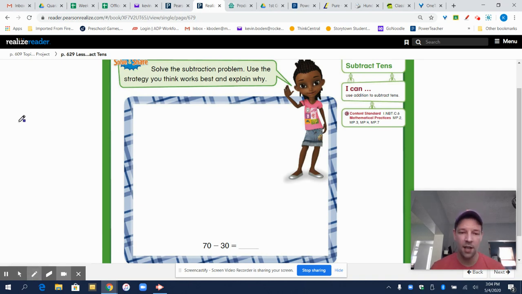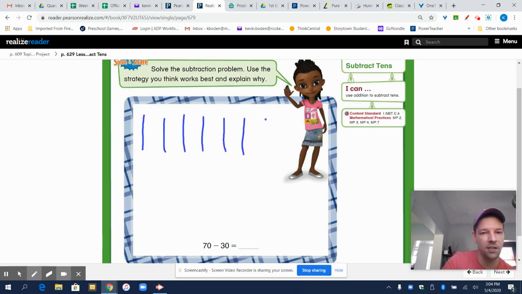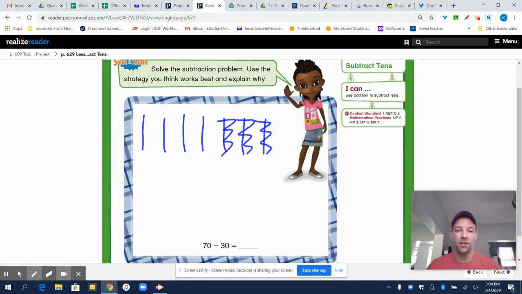Our equation today says 70 minus 30. If we were in class, I'd give you some place value blocks so we could draw a picture of it by saying 70 in all, 10, 20, 30, 40, 50, 60, 70, minus 30, or take away 30. Take away 1, 2, 3 tens, or 10, 20, 30. And how many do we have left? We have 40 left. Great job.